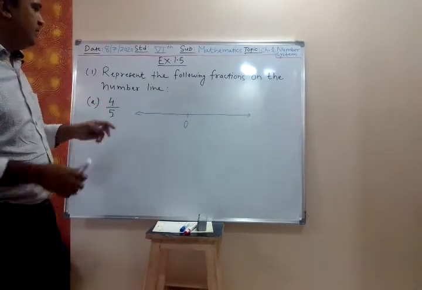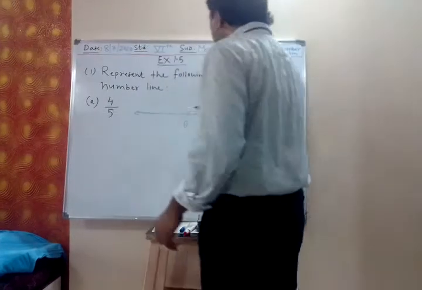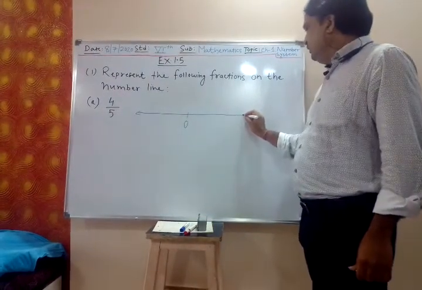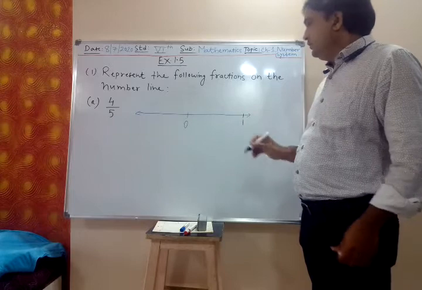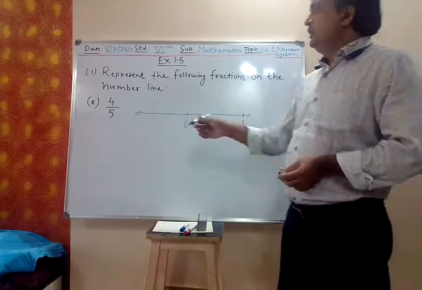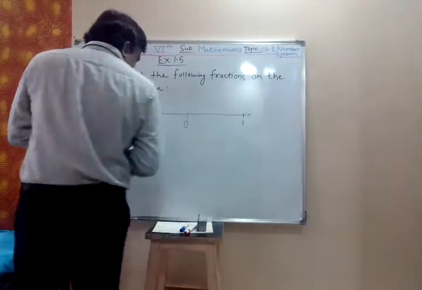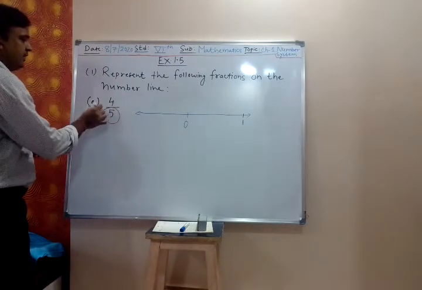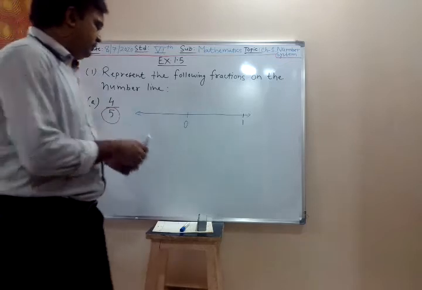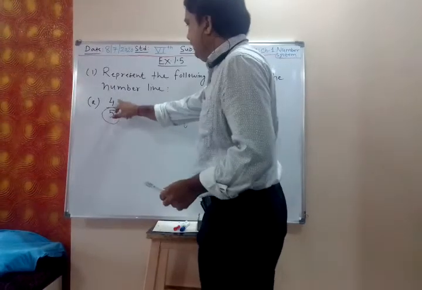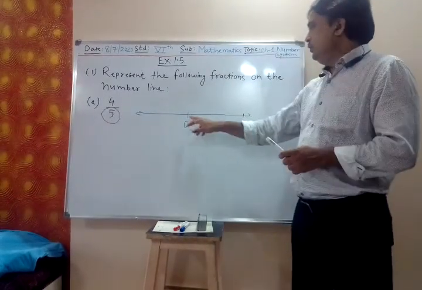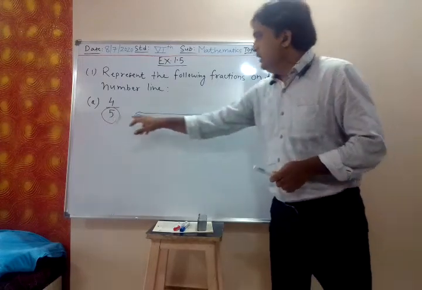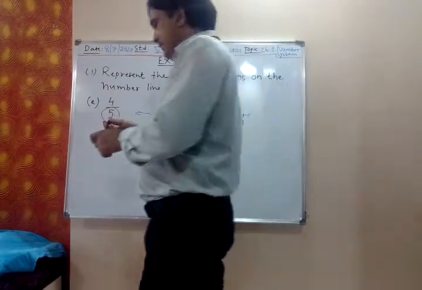Now 4 upon 5. So 0 to 1. Now we have to see the denominator part. Denominator is 5. So what I will do? It is plus 4 upon 5. So 0 to 1 I will divide into 5 equal parts.